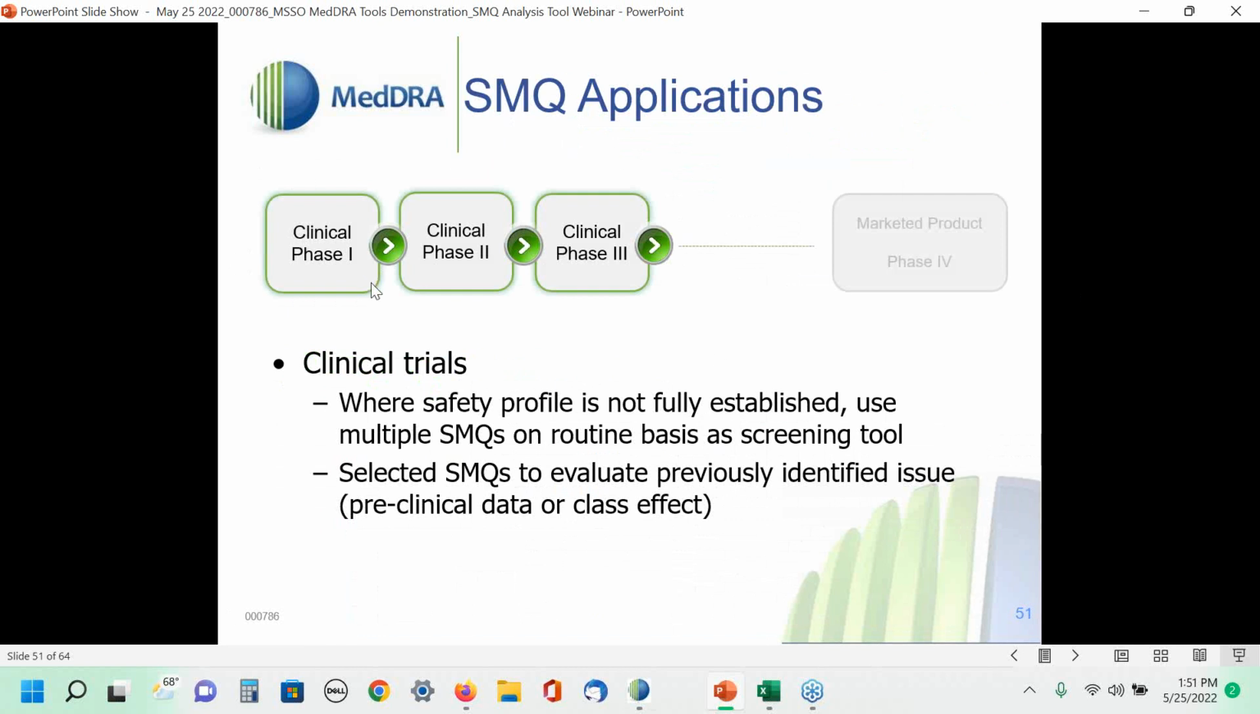Well, we can use them in clinical trials, and I suggest that we use SMQs when you are in development if you have no idea what the safety profile of your drug is. When it is not well established, you might run multiple SMQs against your data on a routine basis as a screening tool. You might also, based upon preclinical data or the fact that your drug is already in a defined class of drugs, run SMQs based upon what you presume to be class effect.